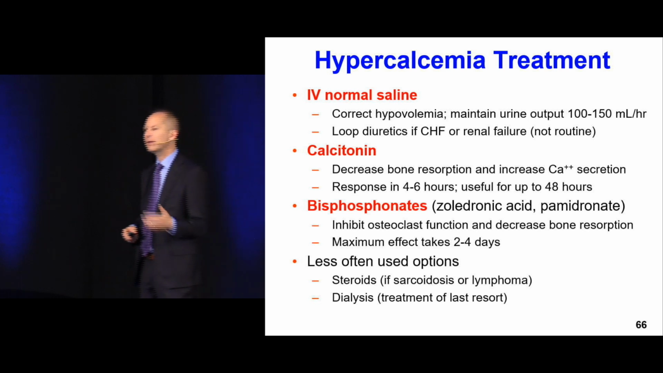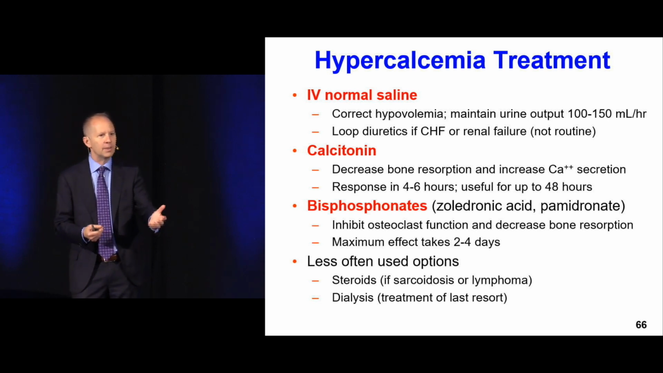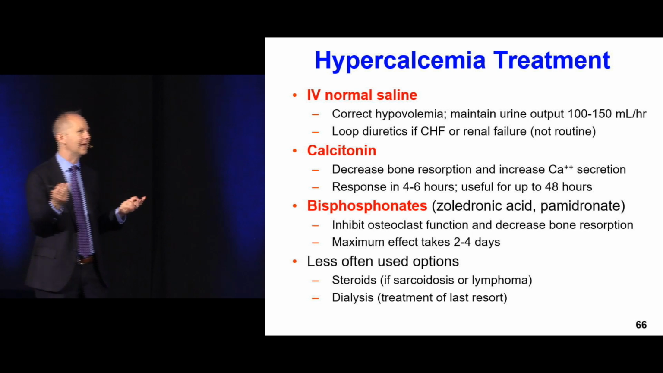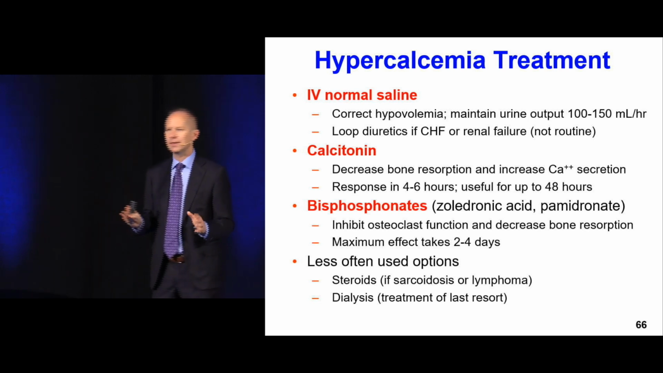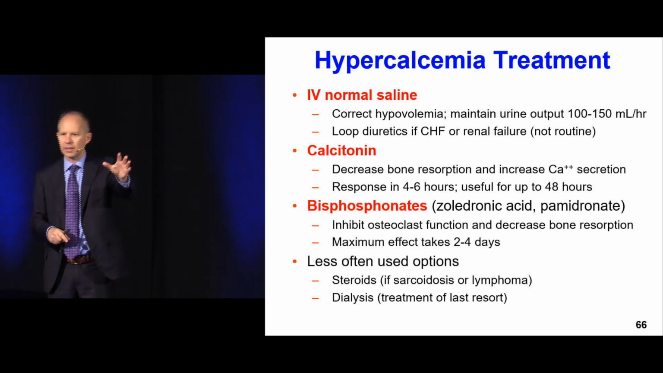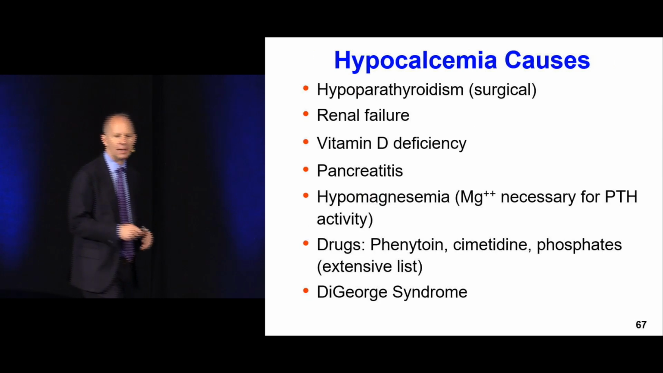Bisphosphonates take about 2 to 4 days to start working. So it's perfect: calcitonin gives you the first 2 days, and then the bisphosphonates take over once your body can't deal with the calcitonin anymore, okay? Those are mostly upstairs medicines, not downstairs medicines, but just in case they show up on the exam. So you start with normal saline and maybe some calcitonin and bisphosphonates. That's how you treat high calcium.